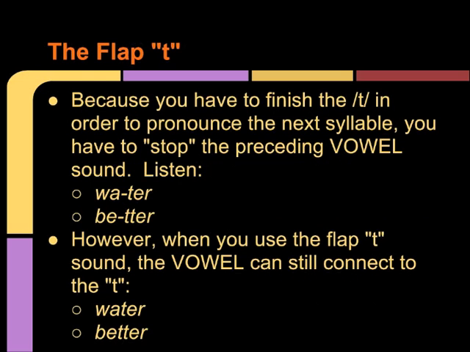Because you have to finish the T sound in order to produce the next syllable, you have to stop the preceding vowel sound. Listen. Water. Better. However, when you use the flap T sound, the vowel can still connect to the letter T. Water. Better.